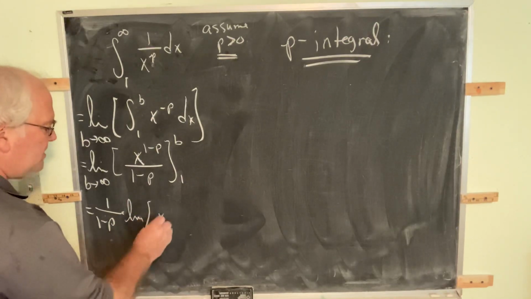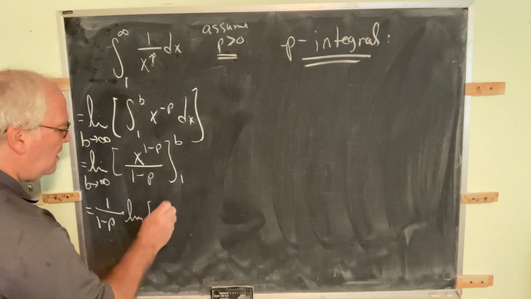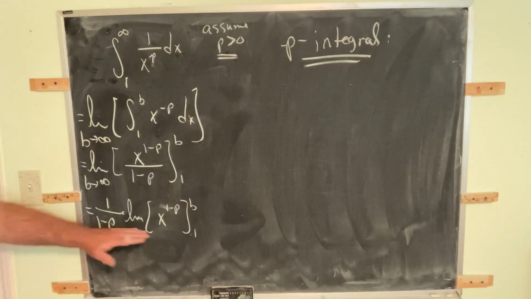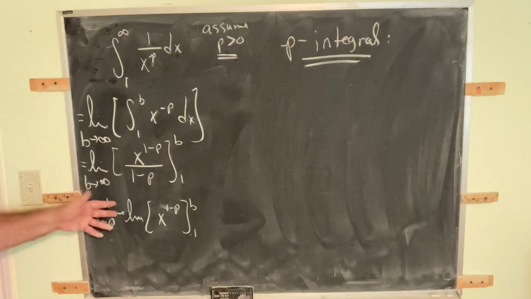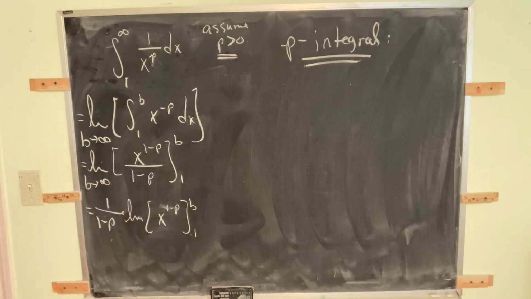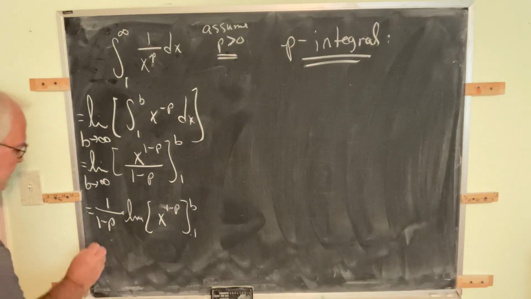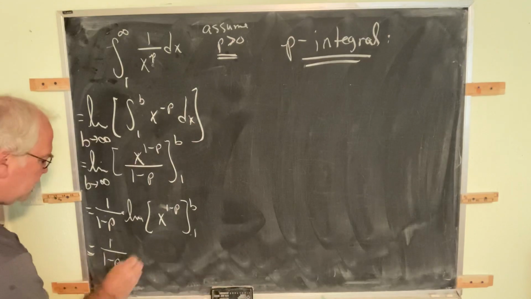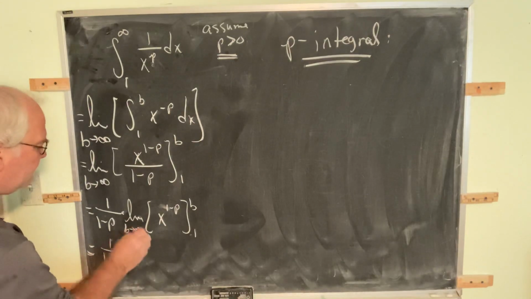This is now x to the 1 minus p evaluated from 1 to b, and that's going to make this a little bit cleaner to work with over here. We still have this multiplier out front, but it's going to be a little bit cleaner over here. All right? So this becomes 1 over 1 minus p. This is the b going to infinity.